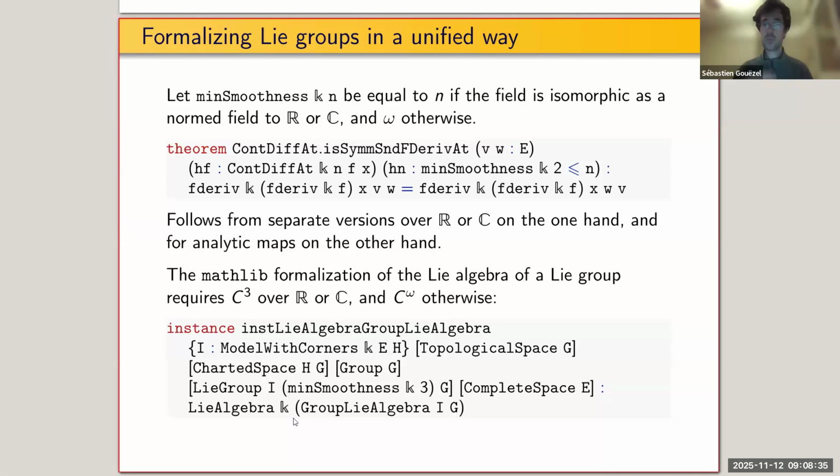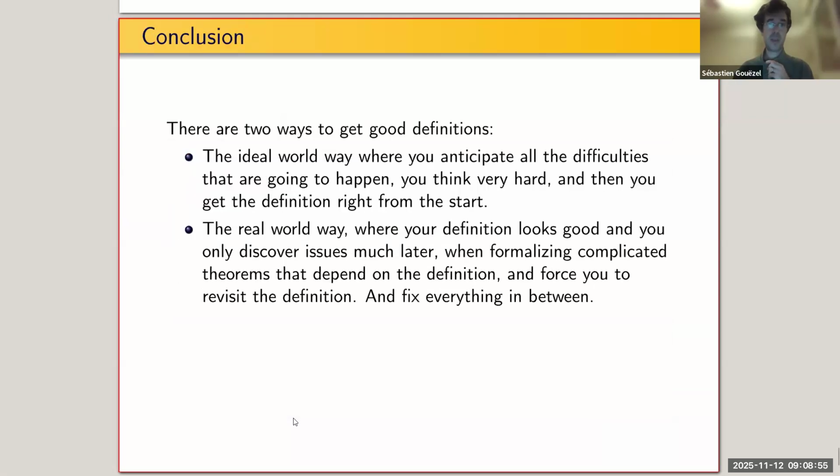And it means that after that, when you develop Lie group and Lie algebra theorems, you can do it just in one way. You don't need to do separately a theory for R or C on one side and the analytic theory on the other side. You can do just one theory, one size fits all. Okay, I'm already super late, so let me conclude.